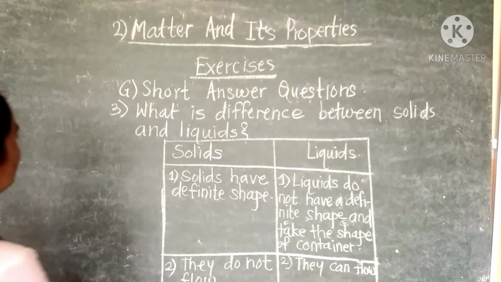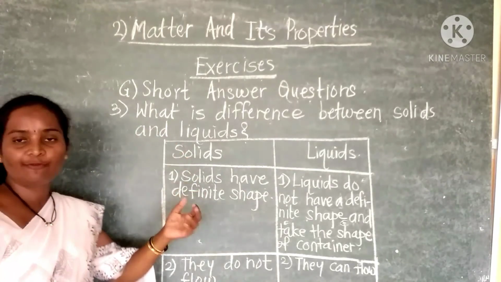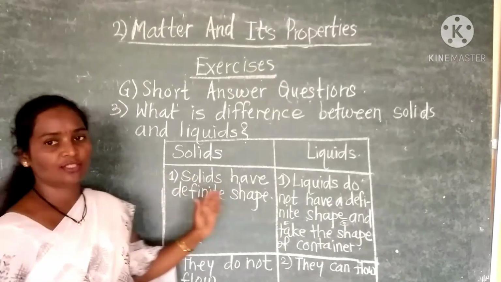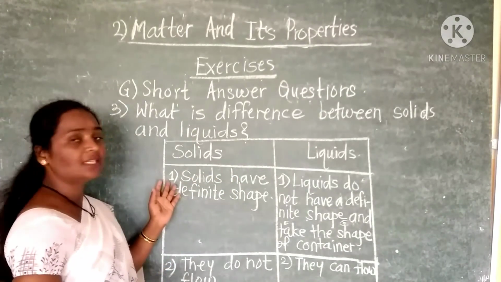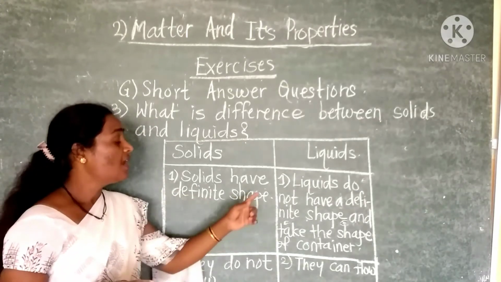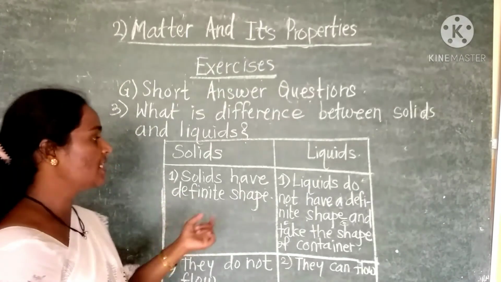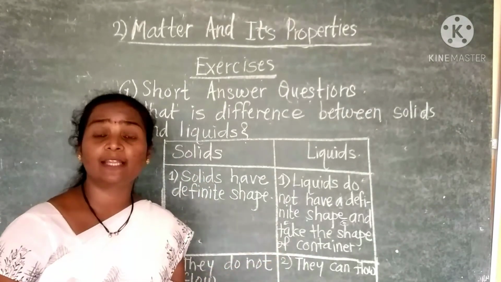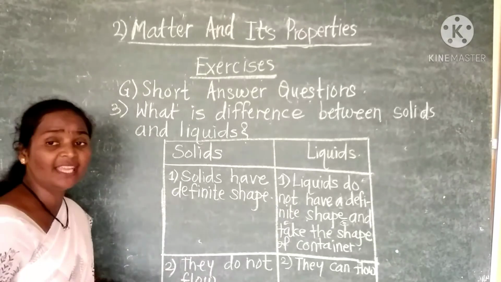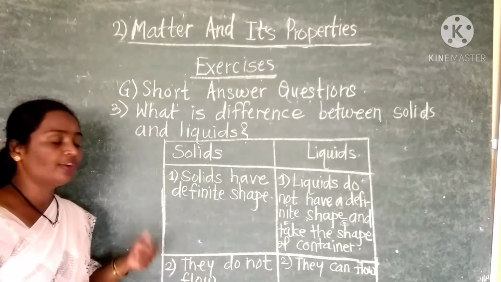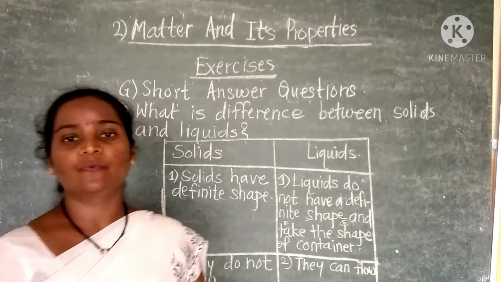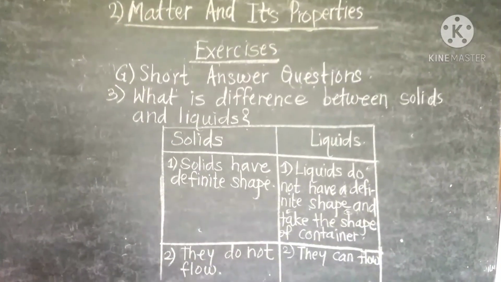Your next question, third, that is, what is the difference between solids and liquids? You should prepare the chart and write their solids and liquids. First difference is that solids have a definite shape that we have seen. And what about the liquids? Liquids do not have a definite shape. They can take the shape of the container. Second difference is that solids do not flow. And liquids, they can flow. In this way, write down.